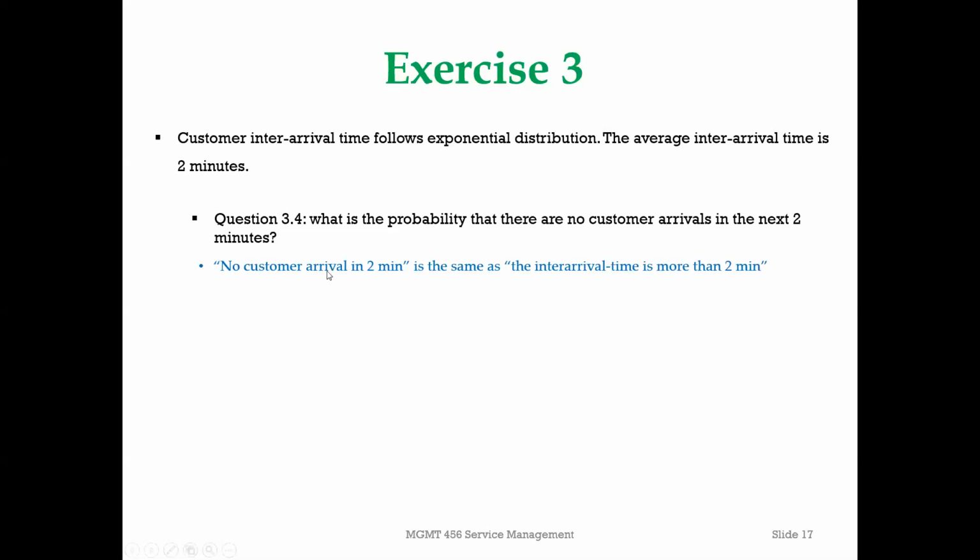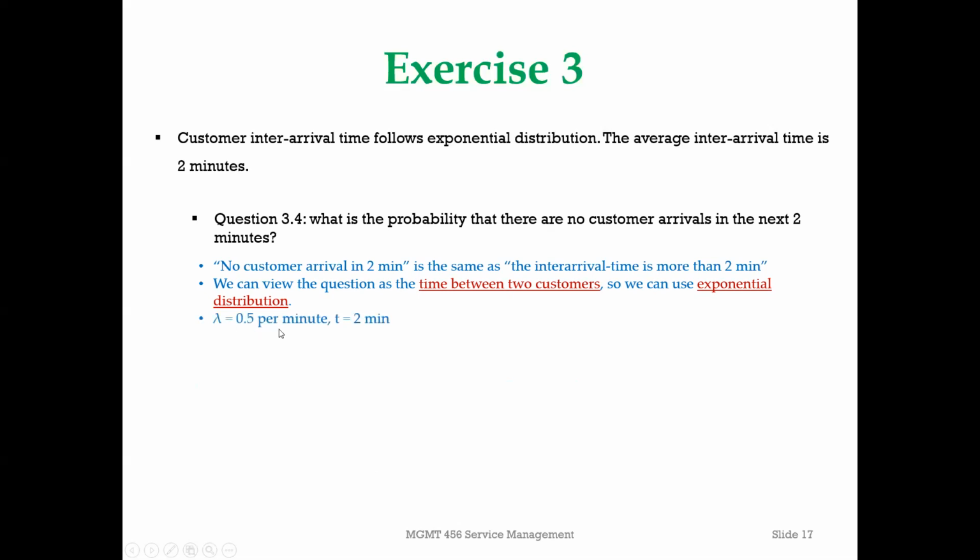First of all, no customer arrival in 2 minutes is the same as the inter-arrival time being more than 2 minutes. The inter-arrival time between this customer and the next customer is more than 2 minutes. That's equivalent to saying no customer arrives in the next 2 minutes, because the next customer will arrive after 2 minutes. So we can view the question as the time between two customers, and use the exponential distribution.